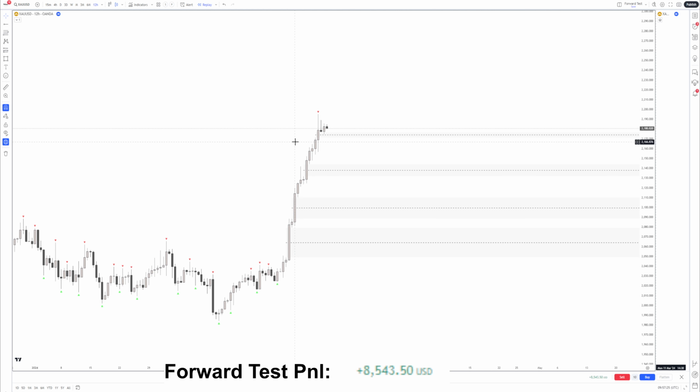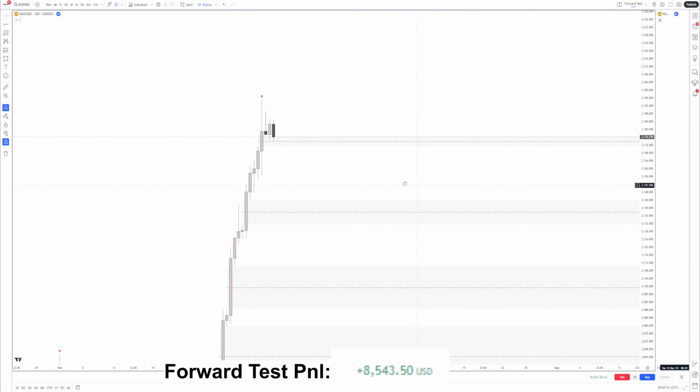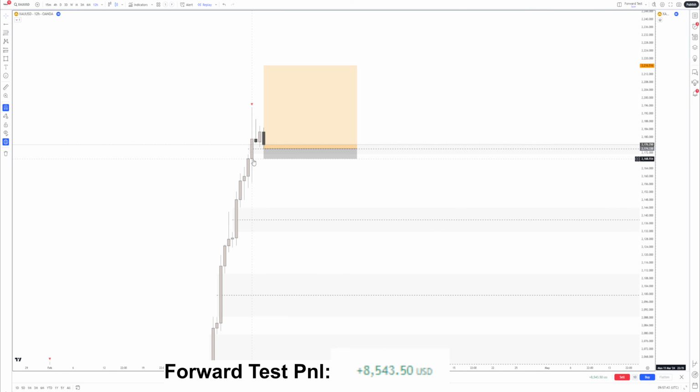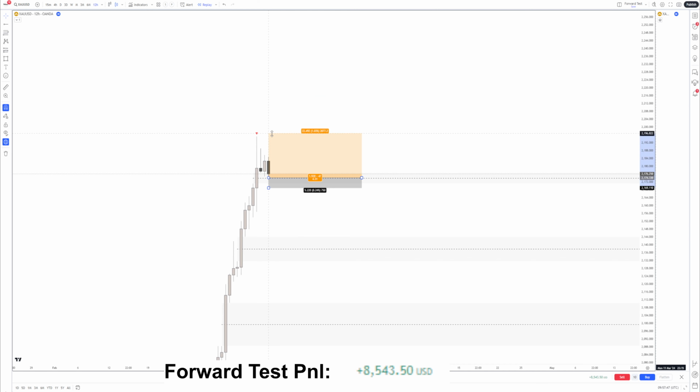Okay. Let's see what happens. Okay, so we have got a B setup that's playing out. Only reason it's a B setup is because we're right at the top and we're getting wick rejections. Now if we had entered this trade here, it would be something like this. Stop loss at the candle low, which is there. And then we're just going to go for another 5 to 1. And let's just see what happens.